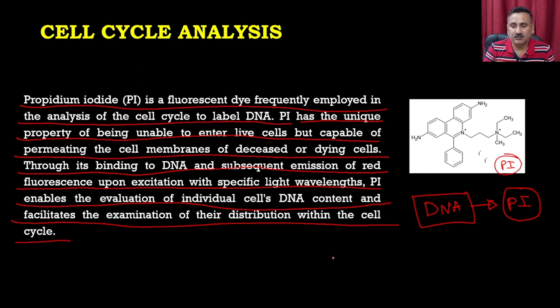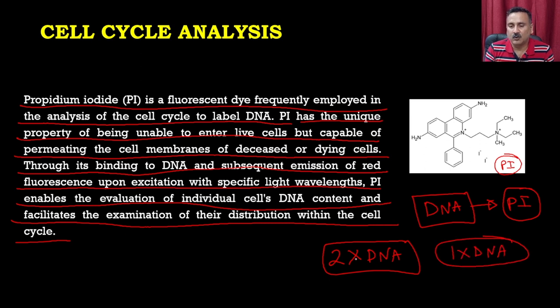Remember what we are supposed to study. We are supposed to study which cell has 2x the amount of DNA and which cell has 1x the amount of DNA. Apart from that, it is also going to combine this information with the size. By using these two properties, you can study the whole cell cycle.